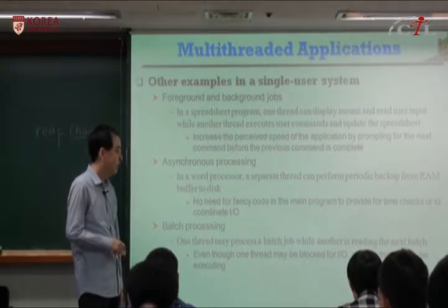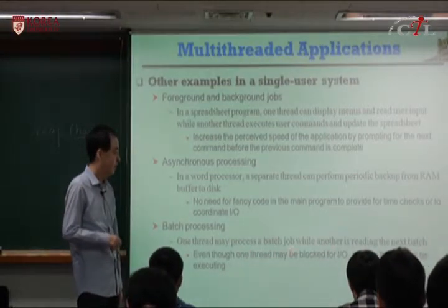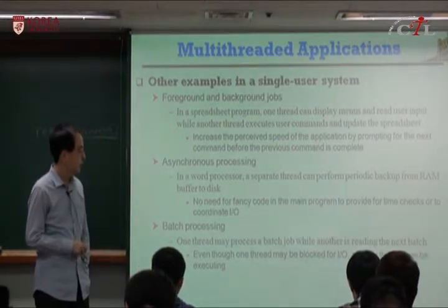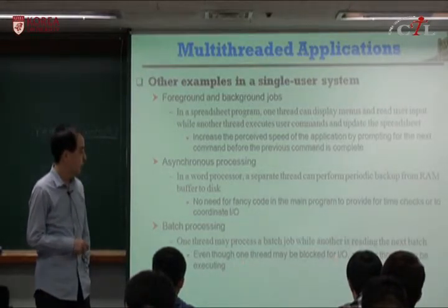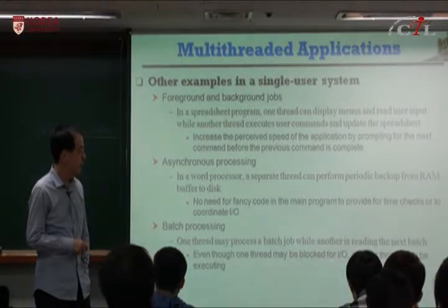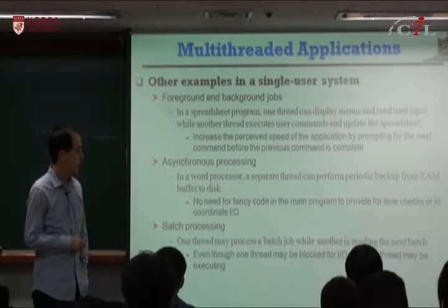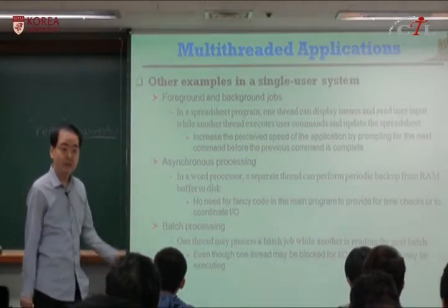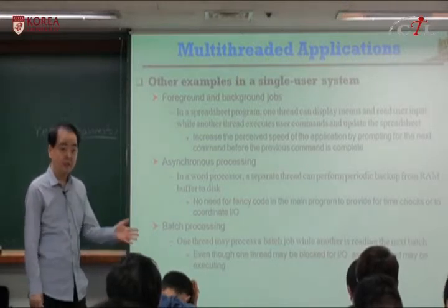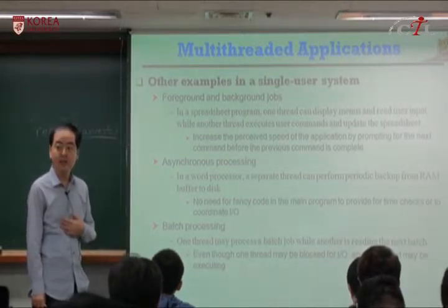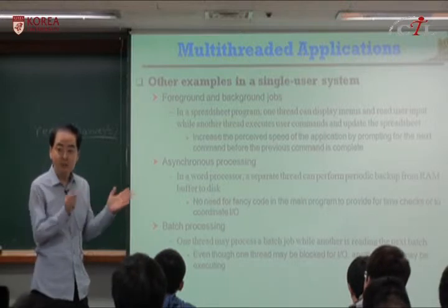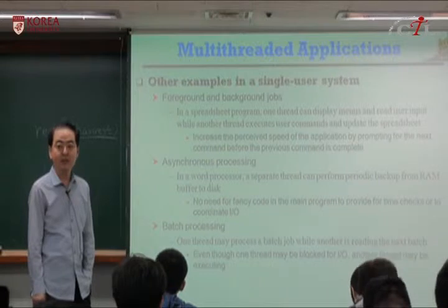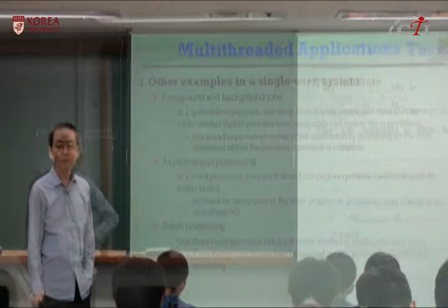Batch processing, reading the next batch and processing the first batch can be assigned to two different threads, so even though reading can be blocked for I/O, the previous batch can still run. So you can do it asynchronously. One can still run, the other can do reading, and it can be blocked. And that blocking does not block the first one. Okay, they can process. They don't have to wait for I/O.